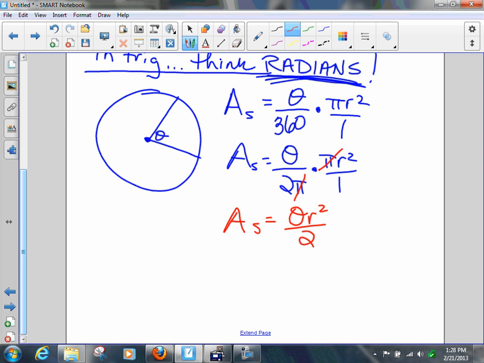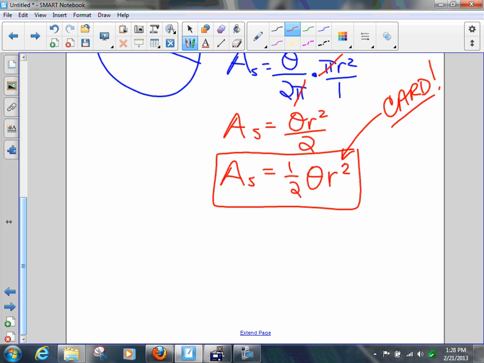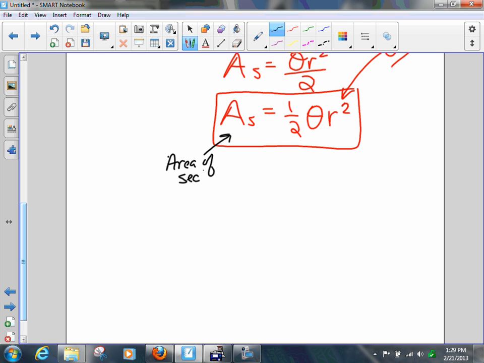You guys don't want to fool with fractions, right? You don't want to fool with a numerator and a denominator. How about let's make it this? A sub s is equal to, isn't the coefficient of all of that 1 over 2? Can't I say 1/2 times theta r squared? Isn't that nicer? I don't want to have to divide everything by 2. That's on your card. This is the area of the sector.